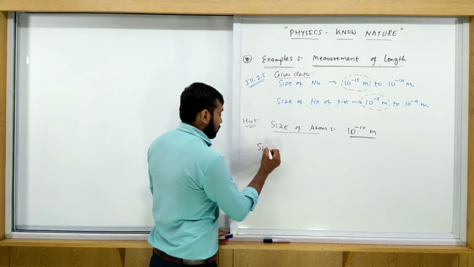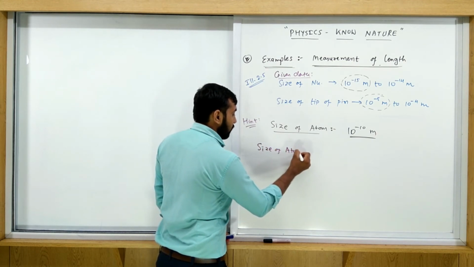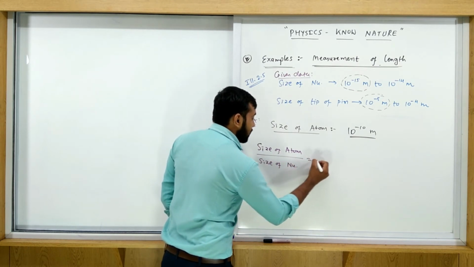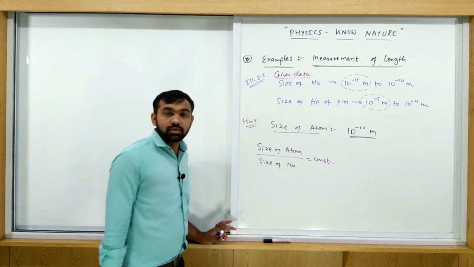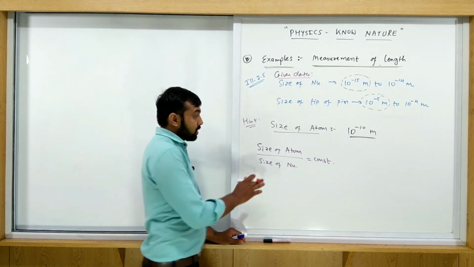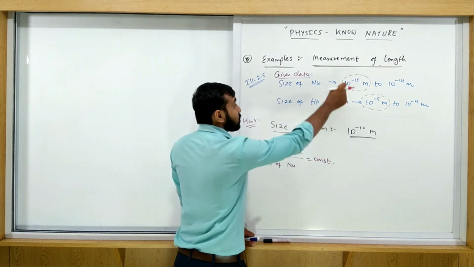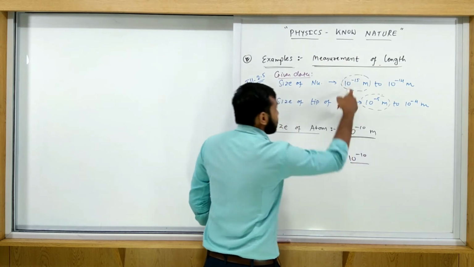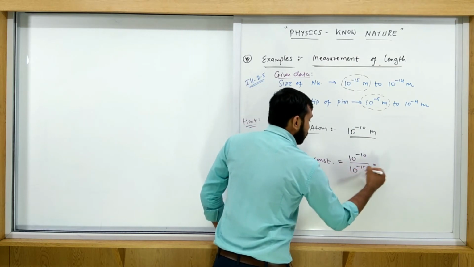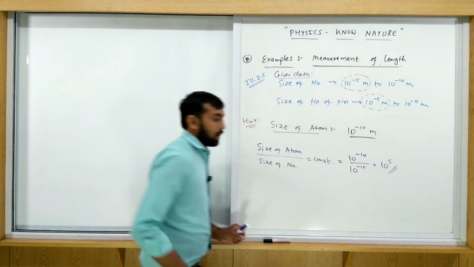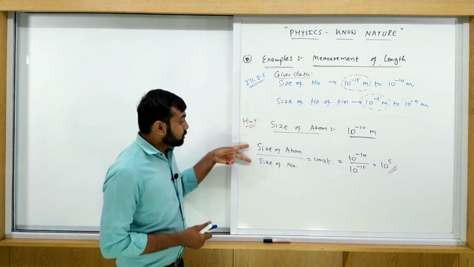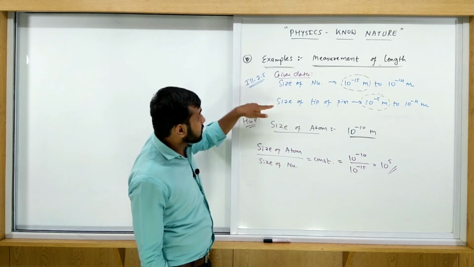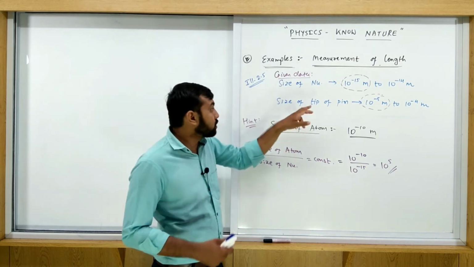What is this? Size of atom upon size of nucleus is equal to what? Constant. This is one constant. What is the value of this constant? Size of atom is 10 raised to minus 10 upon size of nucleus 10 raised to minus 15. So this answer is what? 10 raised to 5. Means if you consider the ratio of both, the answer is 10 raised to 5. Now the size of nucleus becomes equal to the tip of pin.